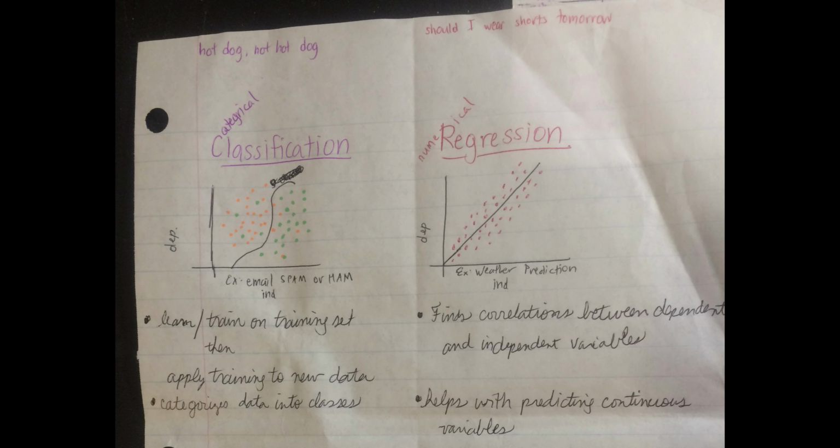What type of data does each use? Classification uses categorical. Regression uses numerical. What's the difference between the 2 histograms that we would see, or charts that we would see, or graphs that we would see?